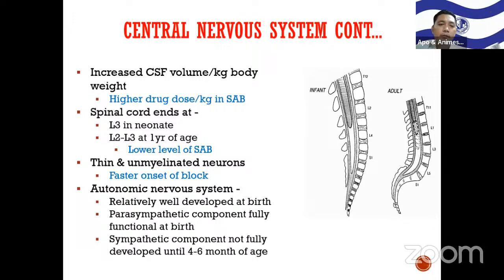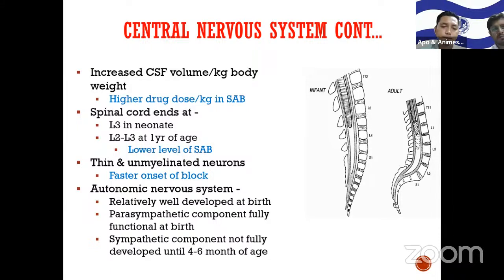And the spinal cord ends at the level of L3 in neonates, and L2 to L3 at 1 year of age. Therefore, a lower level of subarachnoid block should be given to reduce the risk of spinal cord injury in the neonates and the children.